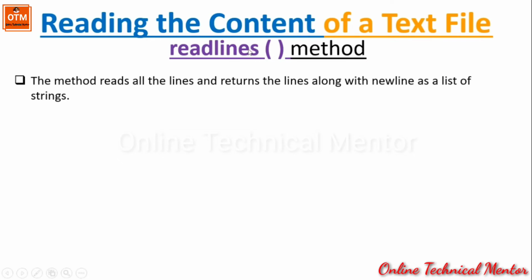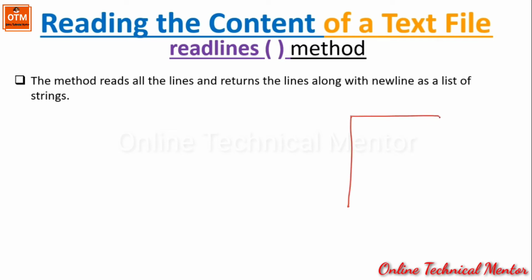So here is an s at the end of readline. The readlines method reads all the lines and returns the lines along with a new line as a list of strings. That means by using readlines, we can fetch all the lines from the data file, and all these lines are stored within a list.